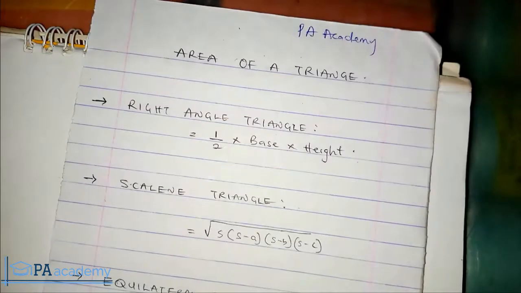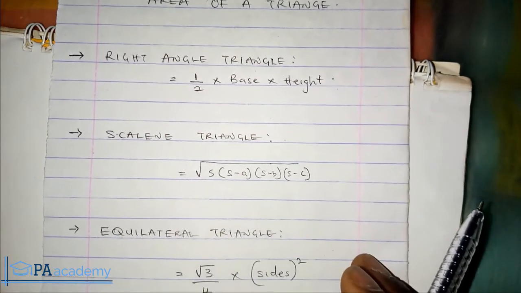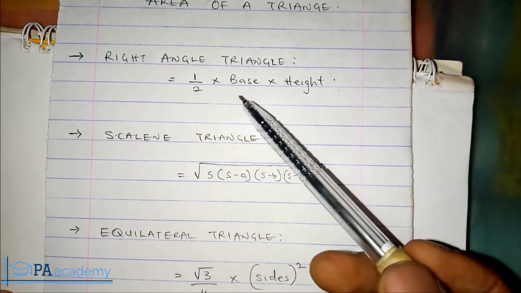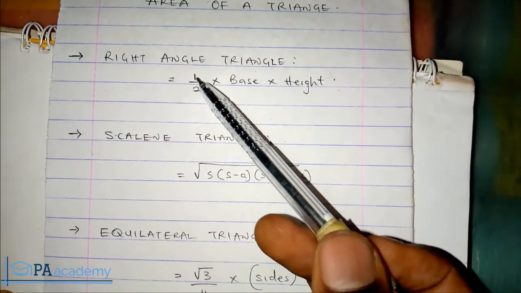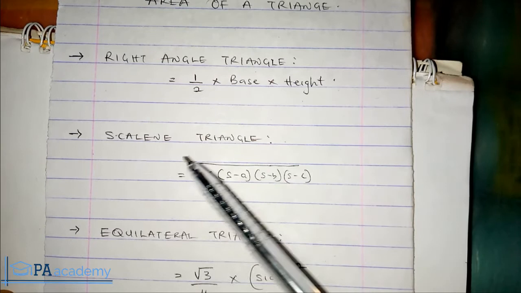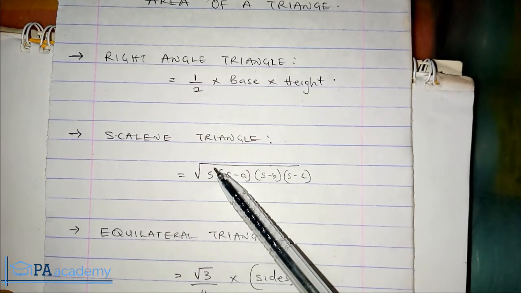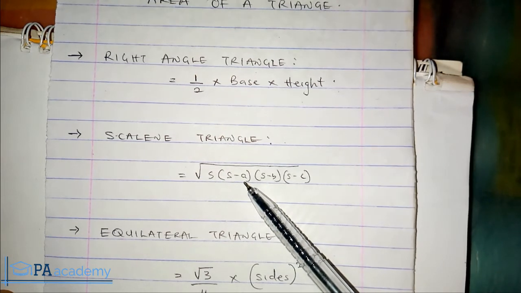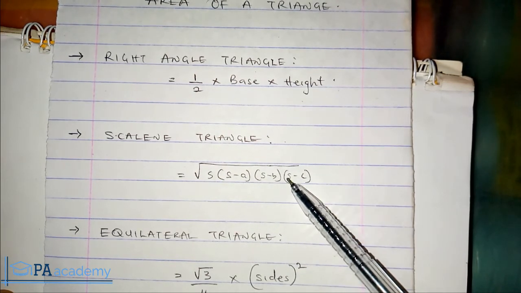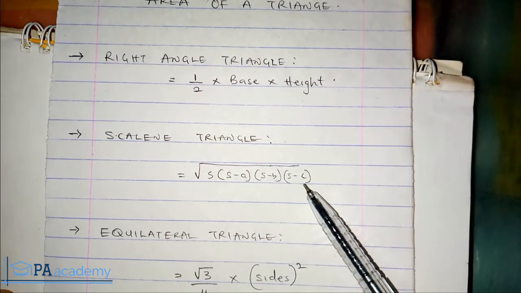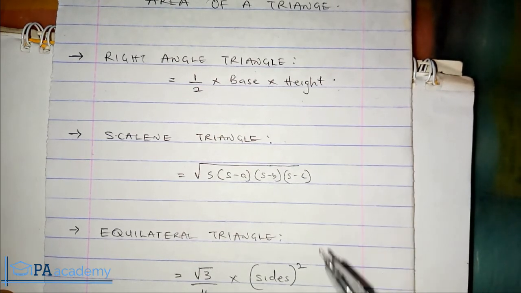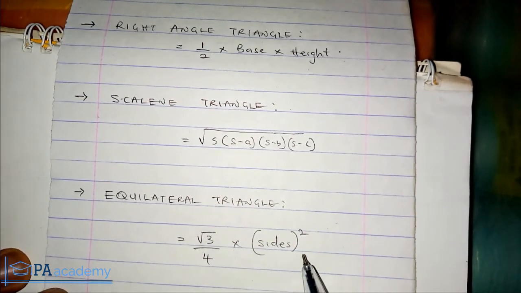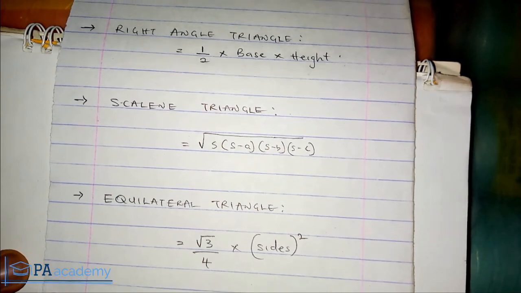So these are the formulas that we've applied so far in the course of this video on how to calculate 3 different types of triangle. For the right angle triangle, the formula is half multiplied by the base times the height. Then for scalene we have the square root of s, which is the semi-perimeter, into bracket s minus a, into bracket s minus b, s minus c, where a, b, and c are the 3 sides of the triangle. And then for equilateral triangle it is root 3 over 4 multiplied by the square of the sides. So these are the 3 formulas.